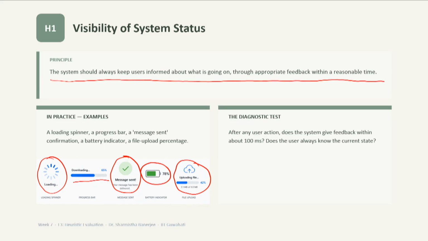What kind of diagnostic test do you do when you are doing heuristic evaluation using these heuristics? I try to see whether, after any user action, the system gives feedback within about 100 milliseconds. Does the user always know the current state or not? If either of these two parameters is violated, then you are supposed to flag that in your report as a violation. You also have to rate the violation on the basis of its severity. We will talk about this after we have finished discussing all the 10 heuristics. So, let us go to the second one.